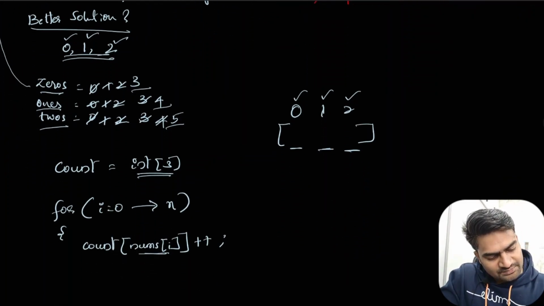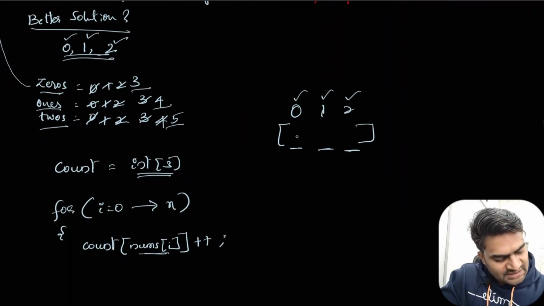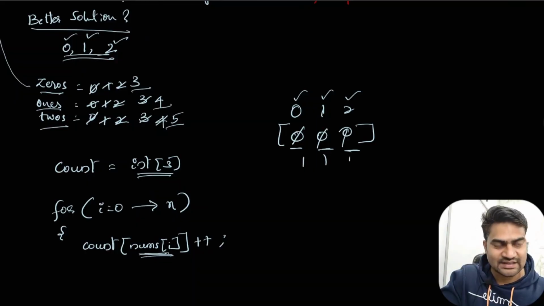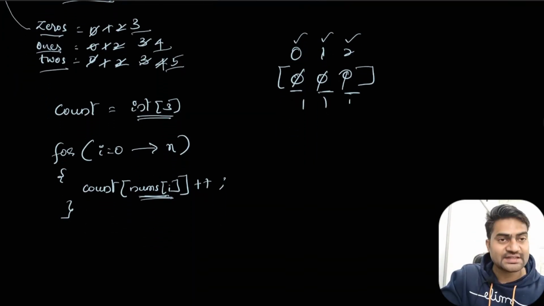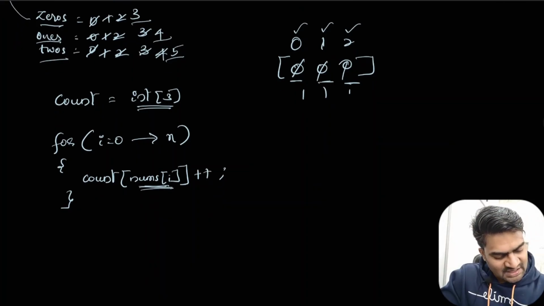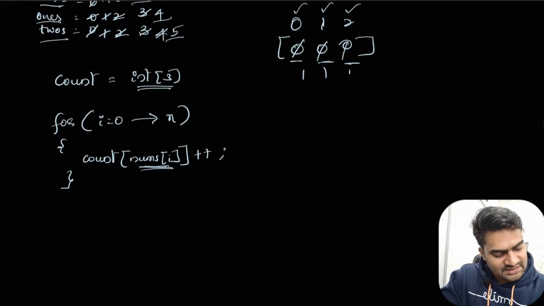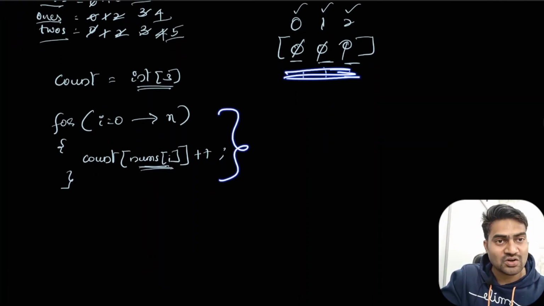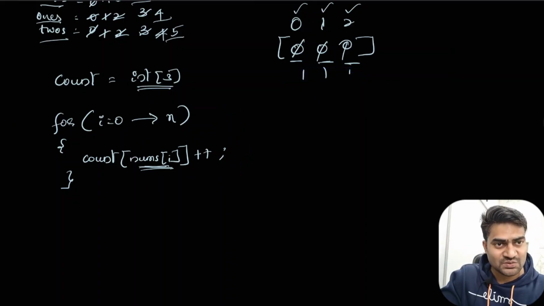Initially these values will be 0. Then whenever it comes across any number, it will simply increment its count, something like this, based on the value which appears. So with this, I close this loop. Now this creates the counts of the number of 0's, 1's and 2's.